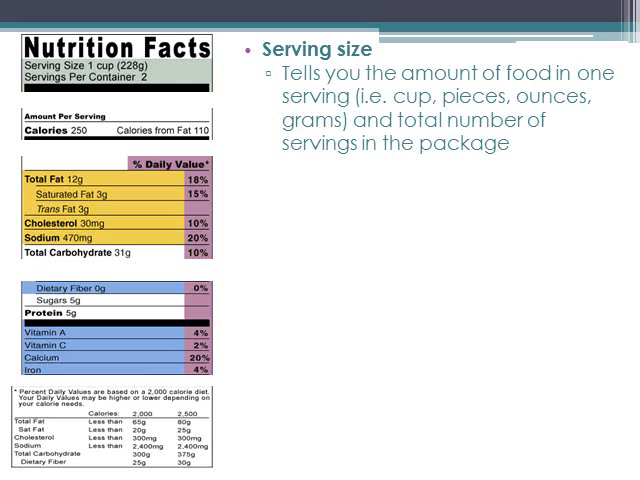So the serving size, starting at the top, tells you the amount of food in one serving, again, cups, pieces, ounces, grams, and then the total number of servings per package. So this is a serving size of 1 cup, but the servings per container is 2, meaning there are 2 cups total in this product.